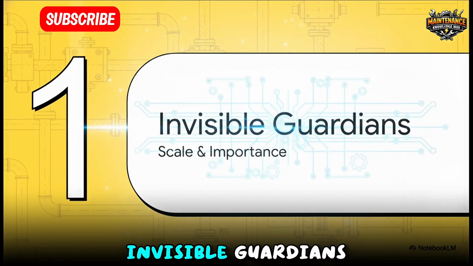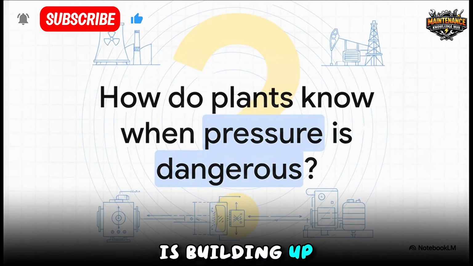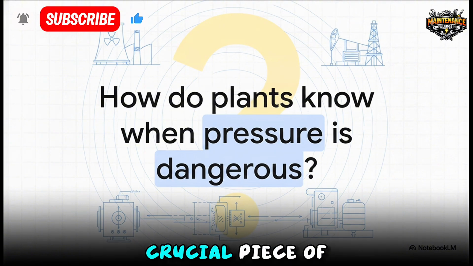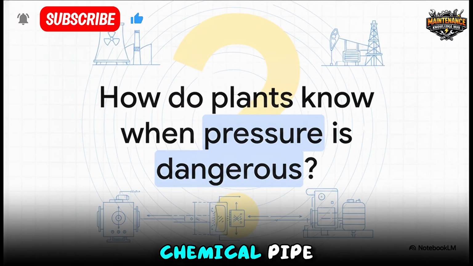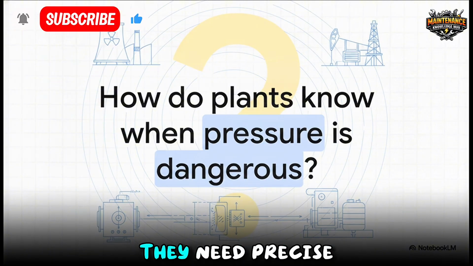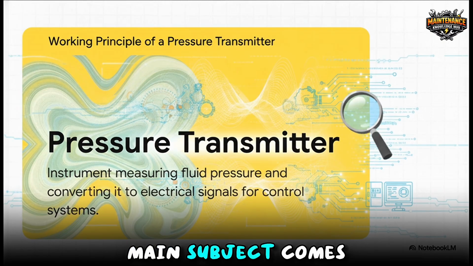Section 1. The invisible guardians. I want you to think about this for a second. How exactly do nuclear power plants know when pressure is building up to dangerous levels? I mean, whether it's a massive nuclear plant, a volatile oil and gas rig, a local water treatment facility, or even just an everyday industrial boiler, these systems absolutely rely on one crucial piece of technology to prevent disasters. Because let's face it, a highly volatile chemical pipe can't exactly send you a text message when it's about to blow, right? They can't just guess. They need precise, continuous data. And that is exactly where our main subject comes in.